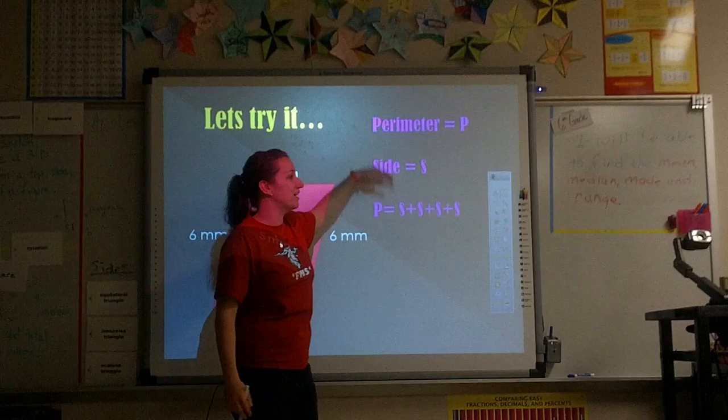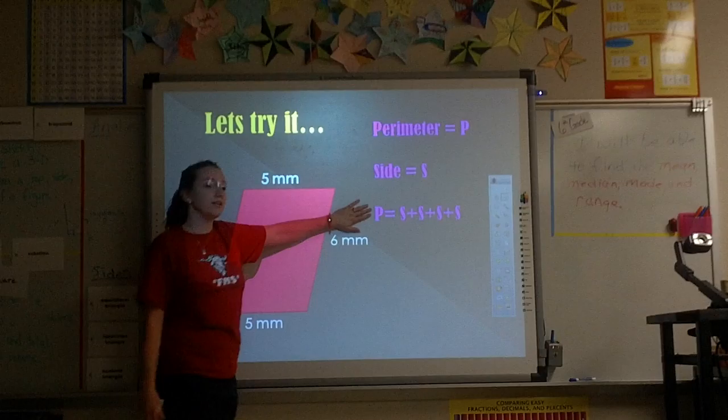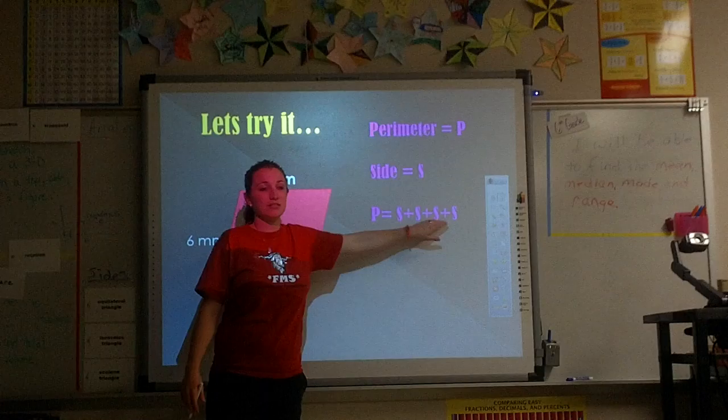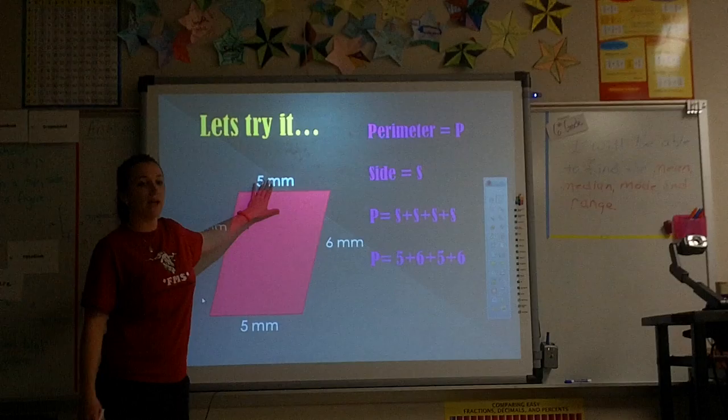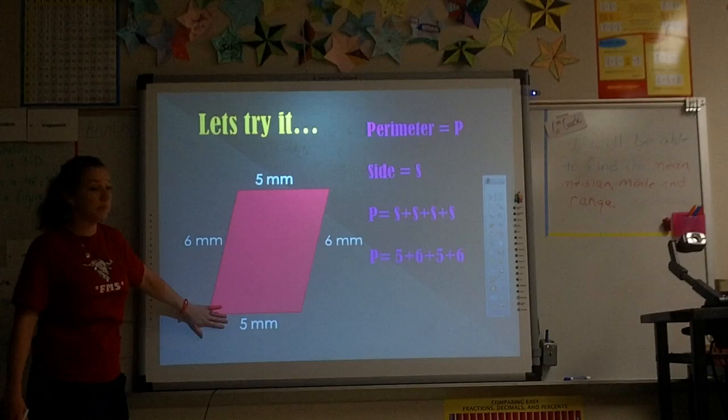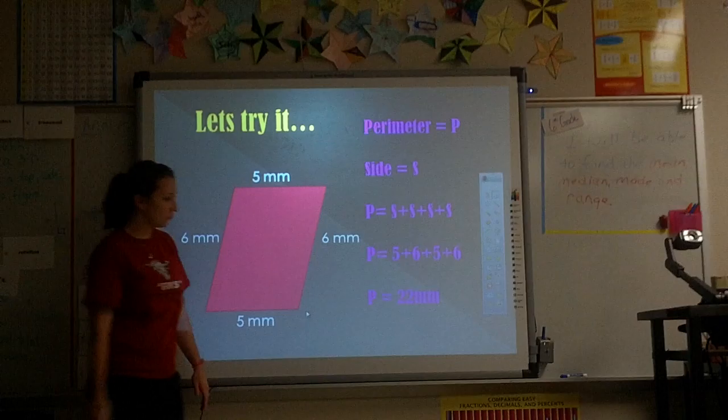So, finding the perimeter. When we see our formula for perimeter, we're going to see perimeter equals P, alright? Why might perimeter equal P? Because it starts with P. Very good, okay? Same with sides. We're going to see the letter S to represent sides. So, when we're working through to find the perimeter, we're going to do P equals S plus S plus S plus. Okay, because we're adding all the sides. Everybody say it together. 1, 2, 3. Adding all the sides. Very good.